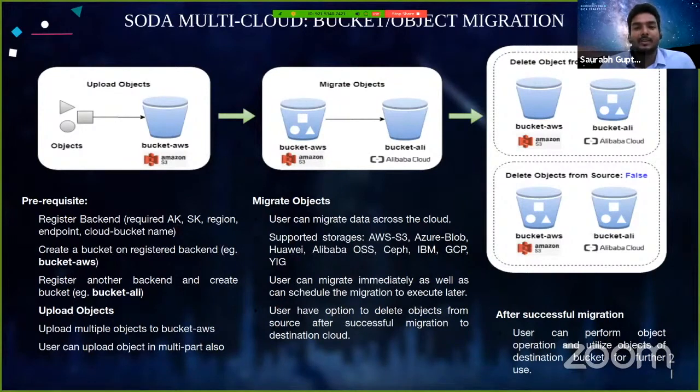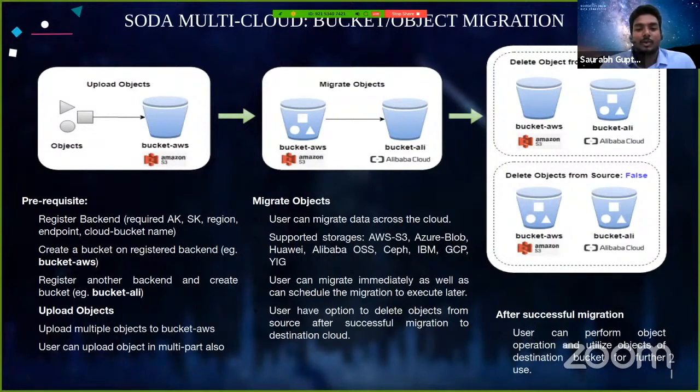The next one is object migration. When we come to the word migration, we know we are going to migrate objects from one bucket to another bucket. First of all, we need to create a bucket and upload the objects in one bucket. Then you set the migration. You can do immediate migration as well as scheduled migration.